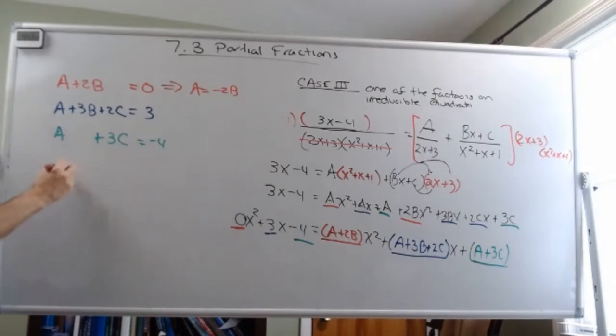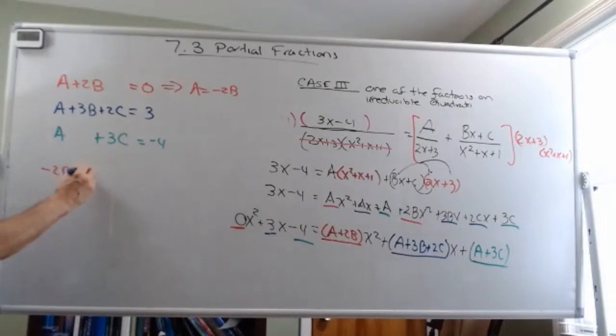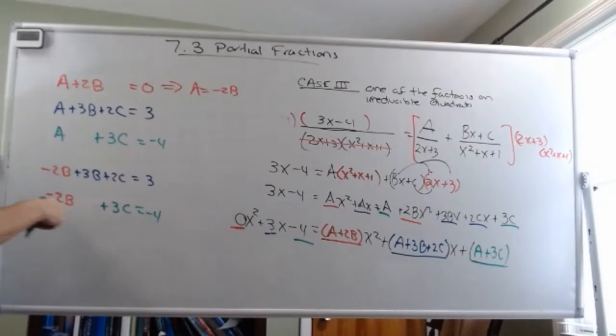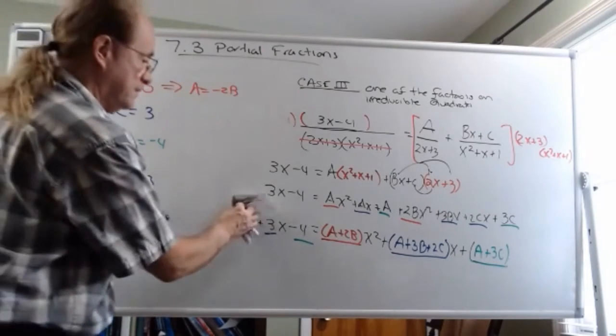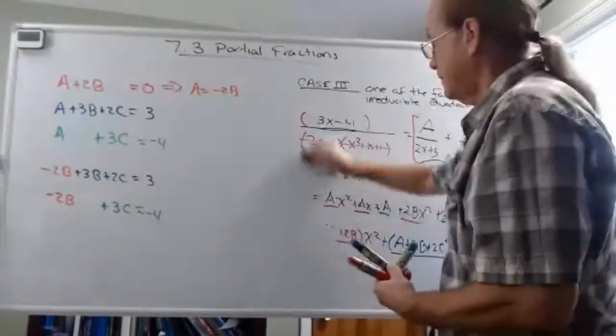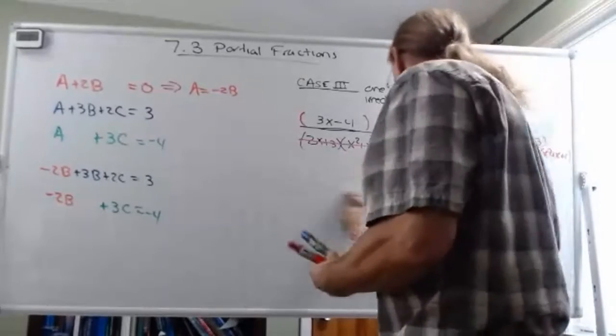So I have negative 2B plus 3B plus 2C is equal to 3. And do it over here: negative 2B, and I have plus 3C equals negative 4. Well, this is easy enough. This just gives me B. I can leave it over here. I don't need this. I just need my original problem, so I can write it out in the end.